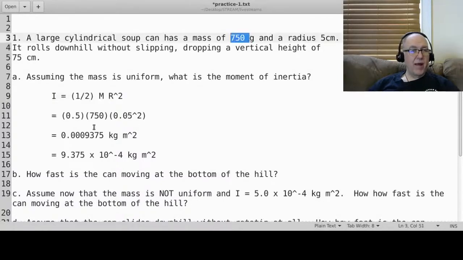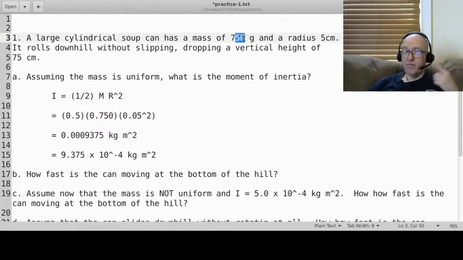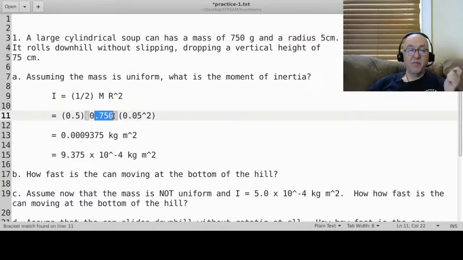Well, the mass is 750 grams, and whoops, I did calculate it right, I just forgot to put the point. 0.75 there. So there's the 1/2, 0.5. The mass is 750 grams, but we have to convert to kilograms, so that's 0.750 kilograms. And the radius is 5 centimeters, converted to meters, that's 0.05 meters. Let me just quickly make sure that I did that right. I'm pretty sure I did, because I can see from the answer that it looks right, but might as well check it to make sure. And 0.0009.